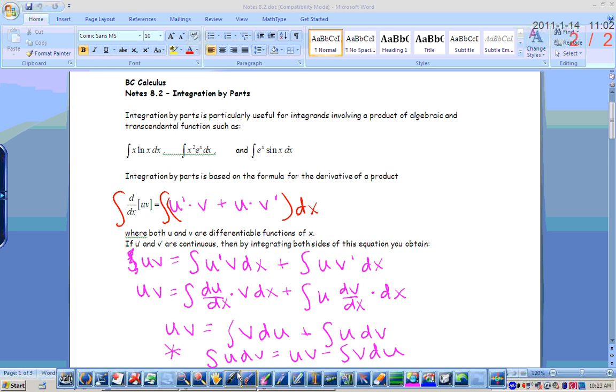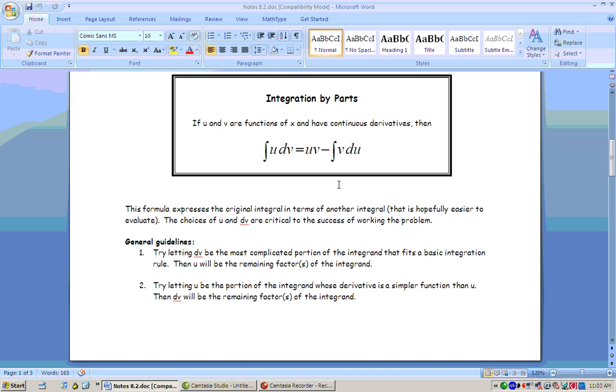Now, what this formula means is that you're integrating a product of two things, but you're going to let one of the factors be your u and one of them be your dv. At this point, I just want to jump into showing you some examples and how this works. Okay, so integration by parts: if u and v are functions of x and have continuous derivatives, then the integral of u times dv equals uv minus the integral of v du.